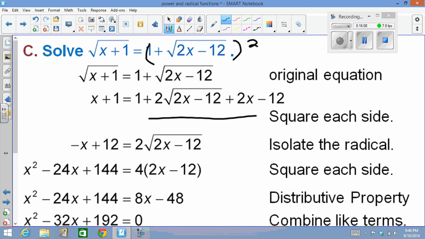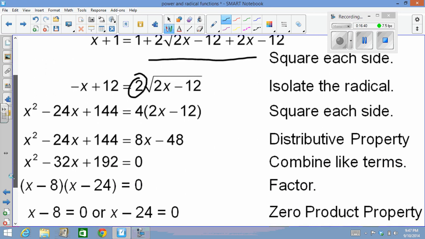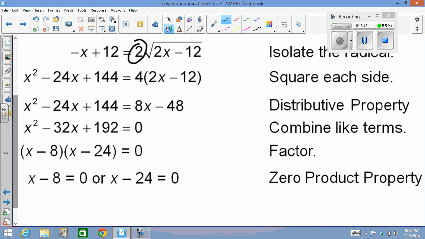From there, I want to isolate the radical again. So I'm going to move the 2x, the 1, and the negative 12 all over to the left-hand side. When I do that, I'm left with negative x plus 12 equals 2 times the square root of 2x minus 12. I want to get rid of that radical, so I'm going to square both sides. Remember, when I square both sides, I need to square this 2 as well to get a 4. And then I need to FOIL on the left-hand side. Once I've done that, I'm going to distribute that 4, set the equation equal to 0, factor, and then set each part equal to 0.